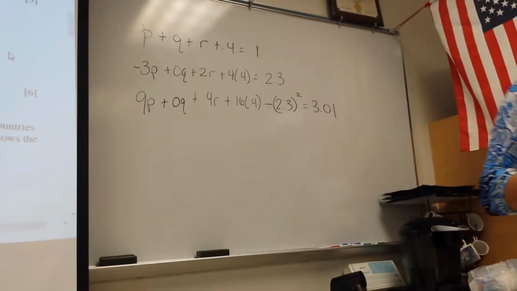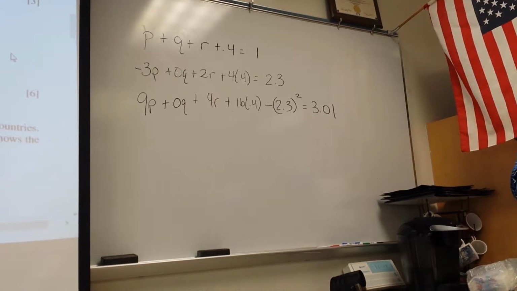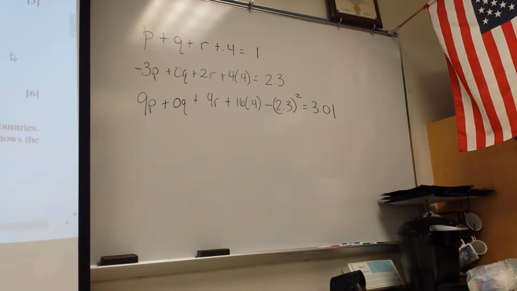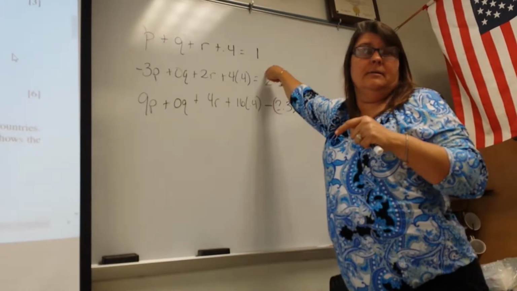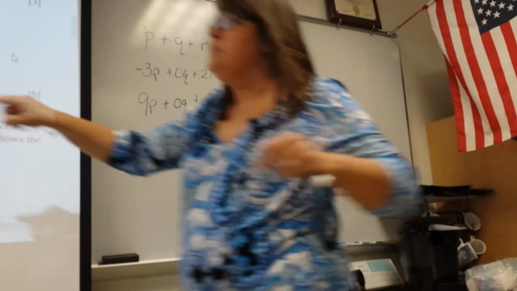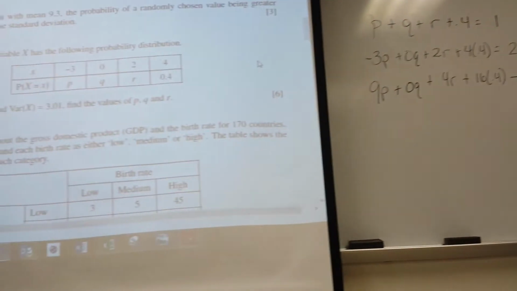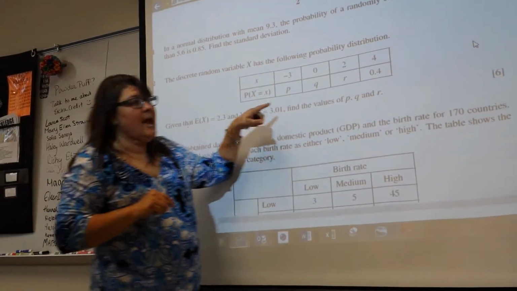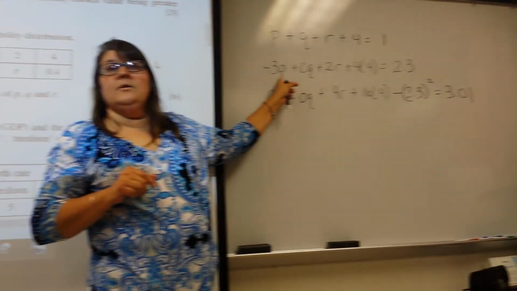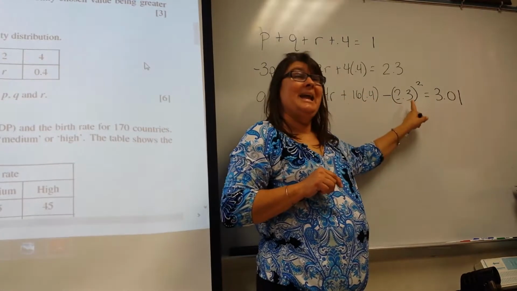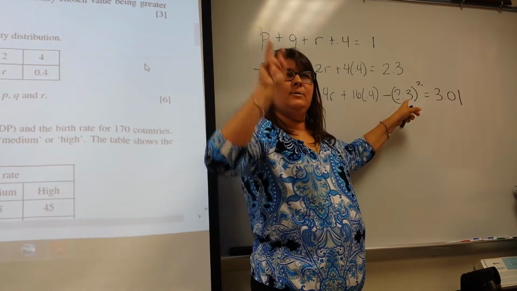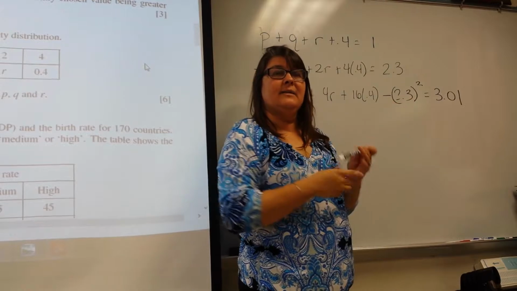Did everybody get that? That's why I want to make sure we're on the same page. Jamie, can you tell me where the 2.3 came from? How do we find 0.23 in the second equation? Okay, that's a good question. Directions say E of x is 2.3, and this is the actual formula for E of x. Does that make sense? And then we actually use the 2.3 again, because remember, it's x squared times p, and then minus E of x squared.